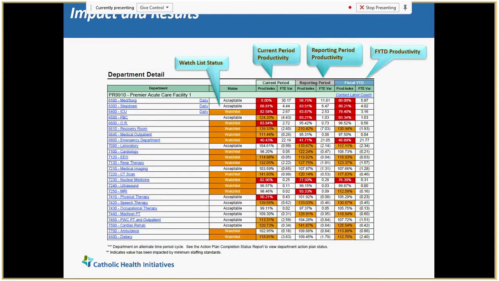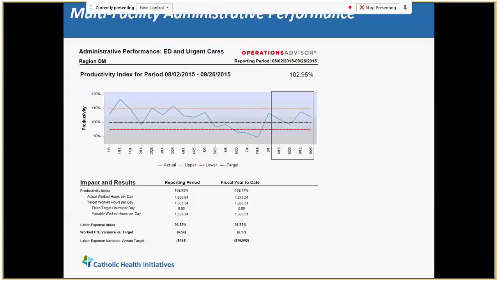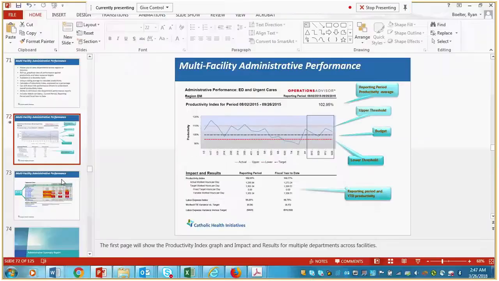All right. I'm going to skip ahead now to action planning.